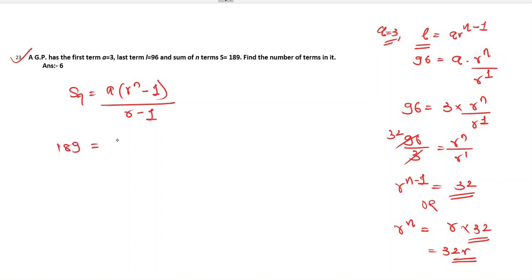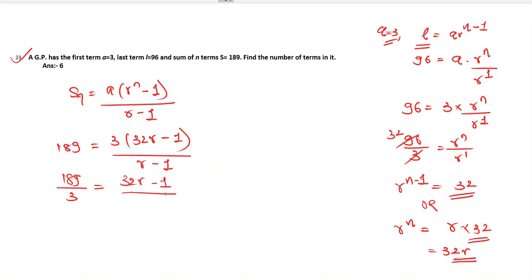189. What is a? 3. What is r raised to n? 32r, right? Minus 1 upon, what is r? We don't know. So r minus 1. Let's take 3 to that side. So 189 divided by 3 is equal to 32r minus 1 upon r minus 1.